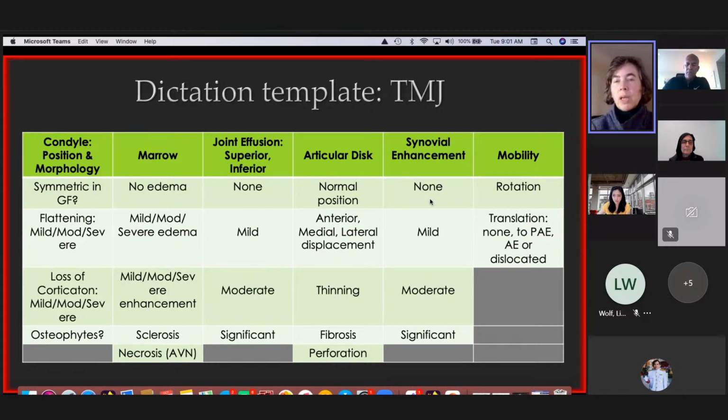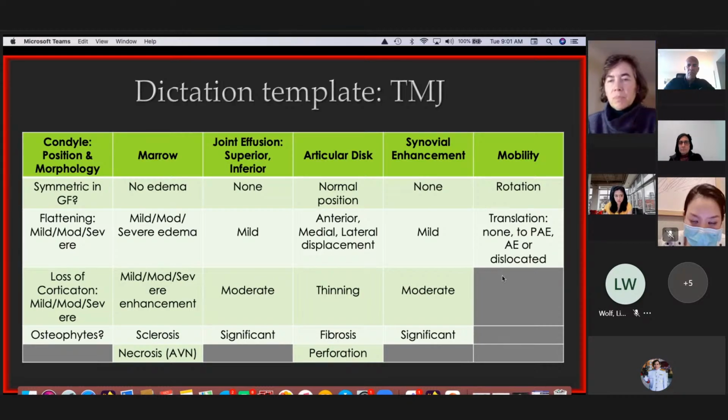And then we've been talking about the degree of synovitis. Obviously we're looking for the amount of synovial enhancement. You can see this is a relative scale. We don't have quantitative measurements of this. What's mild, moderate, or significant? Unfortunately, in the literature, there really isn't a certain amount that we can say is definitely mild or definitely moderate. It's really a subjective, qualitative assessment. And then again, the mobility that we've been talking about. So does that address your question?